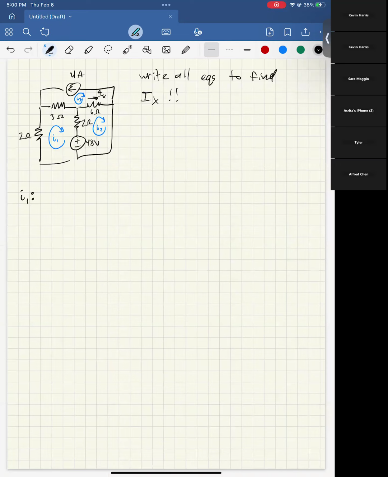So for I1, we have 4 components on I1. I'll start with that 2 ohm resistor on the left. Since the 2 ohm resistor is only interacting with I1, this one's very simple. It's just 2 times I1. That's that term. You can put in the units if you want, but it doesn't really matter.